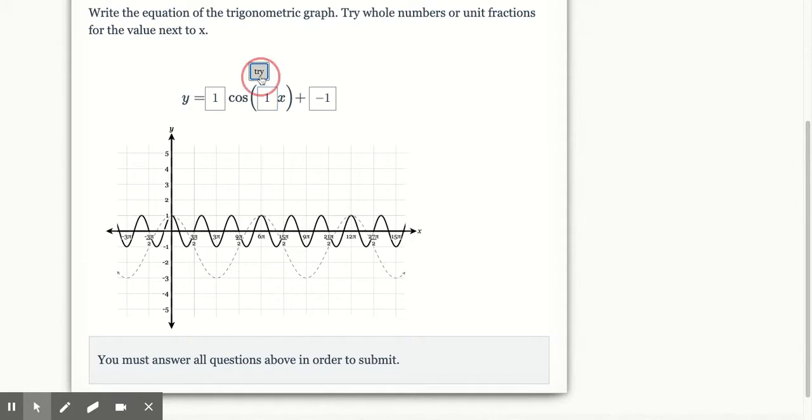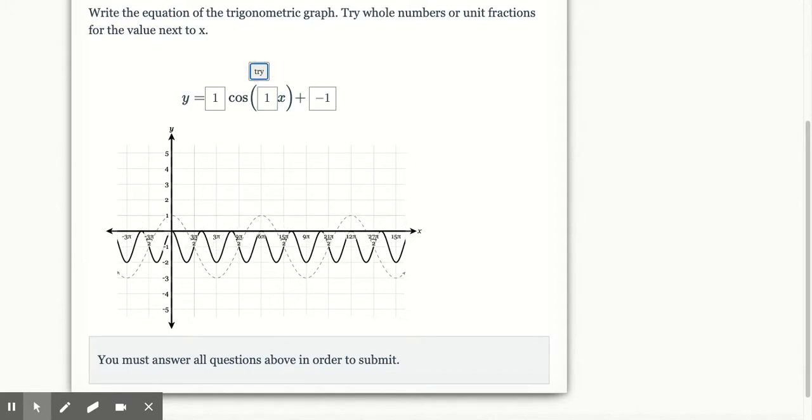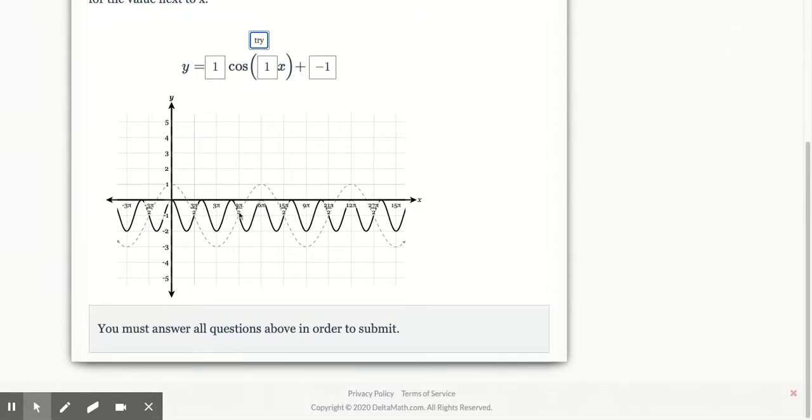This won't be our final answer. Hit try, and you can see what happens. It moves the graph down. And you can keep changing these numbers until you get that dashed graph. Now, if you get a pencil and paper out, you should be able to do this in one try. But I'm just going to show you that even if you don't get it in one try, it's okay. Again, you can't submit an answer until you get it correctly.